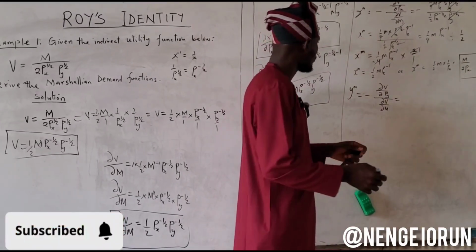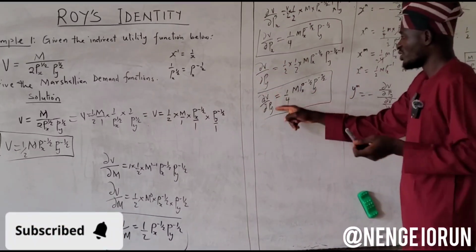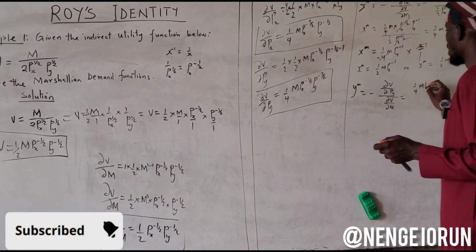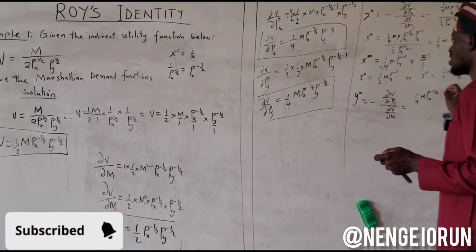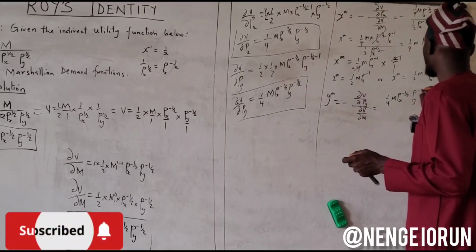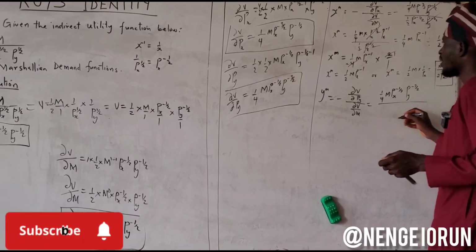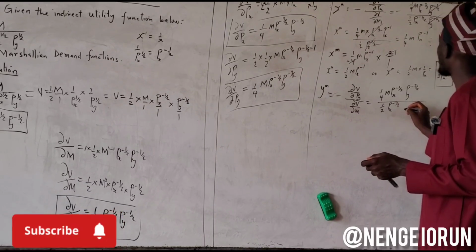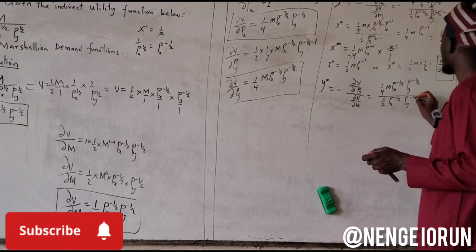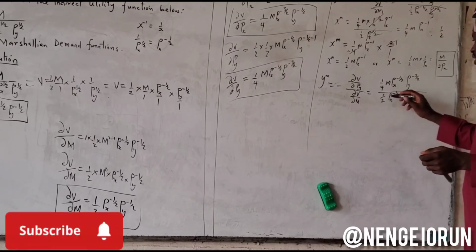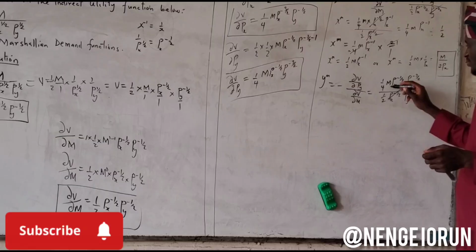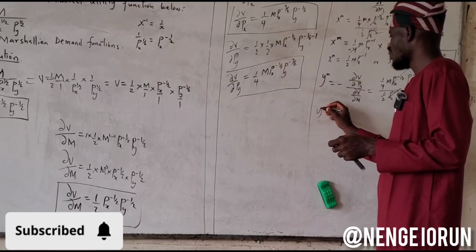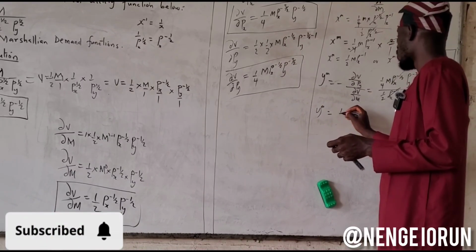This is equal to the partial derivative of v with respect to py, is 1 over 4 m px raised to the power of negative half py raised to the power of negative 3 over 2, all divided by 1 over 2 px raised to the power of negative half py raised to the power of negative half, in such a way that px raised to the power of negative half we cancel px raised to the power of negative half.